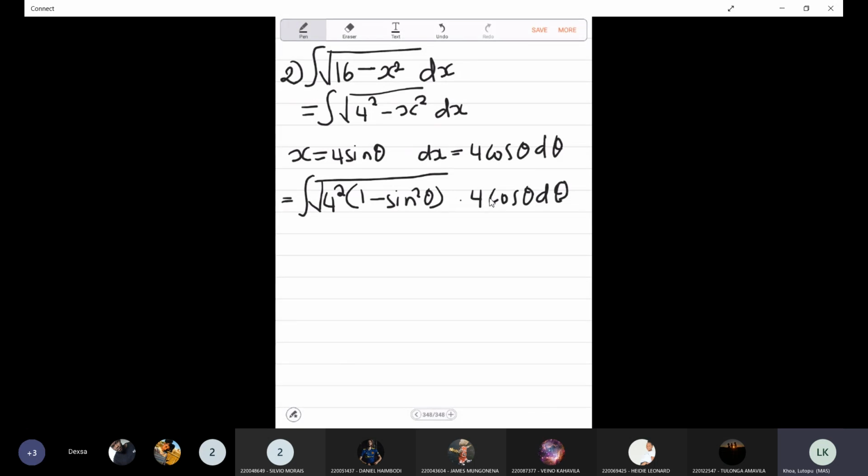So I will have 16, and here 1 minus sine squared theta is cos squared theta. The square root of that is cos theta. So I have 4 cos theta times 4 cos theta, which is 16 cos squared theta. So this is 16 cos squared theta d theta. And then again, making use of our double angle identities, I have 16 outside, then I have to put a half here, 1 plus cos 2 theta.